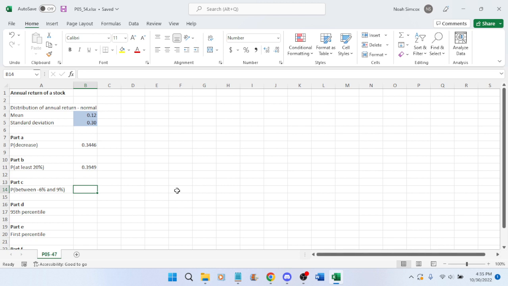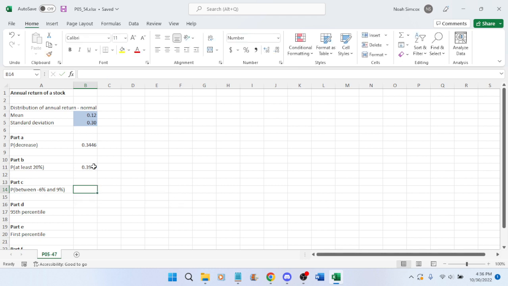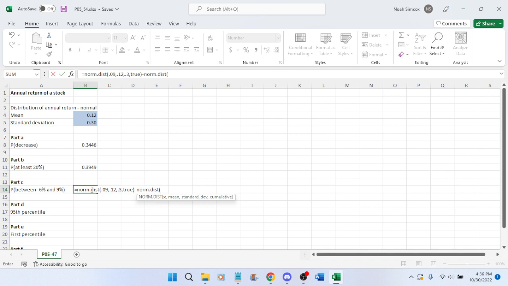What's the probability it's going to be between these two things? Equals norm.dist. The higher one is 0.9. No, it's not. Oh, great. Now I have to check to make sure I didn't make the same mistake. This is 0.2, 0.12, 0.3. This is less than zero, so yeah. The higher one is 0.09. Minus negative 0.06. Negative point zero six, 0.12, 0.3, true.